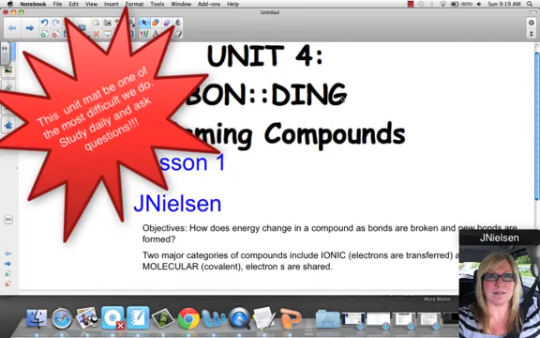Okay, so this is Unit 4, and it is bonding and naming compounds. In this first lesson, we're going to look at how energy changes in a compound as bonds are broken and new bonds are formed. And we're going to begin looking at two major categories of compounds, which are ionic, in which electrons are transferred, and molecular, which is also called covalent. Those two terms are synonymous, where electrons are shared.